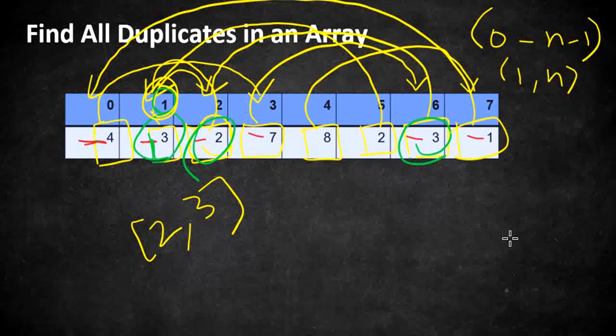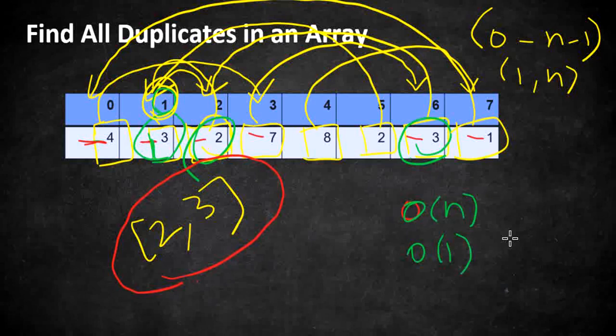We have now found that 2 and 3 are the duplicate values in the array, since the values had already been updated to negative when we checked for the second time. Hope you're understanding this solution. This is going to take big O of n time complexity, as we iterate the array only once, and constant space, as we update the values in the same given input array. Hope you understood the concept. Let's go to the code now.